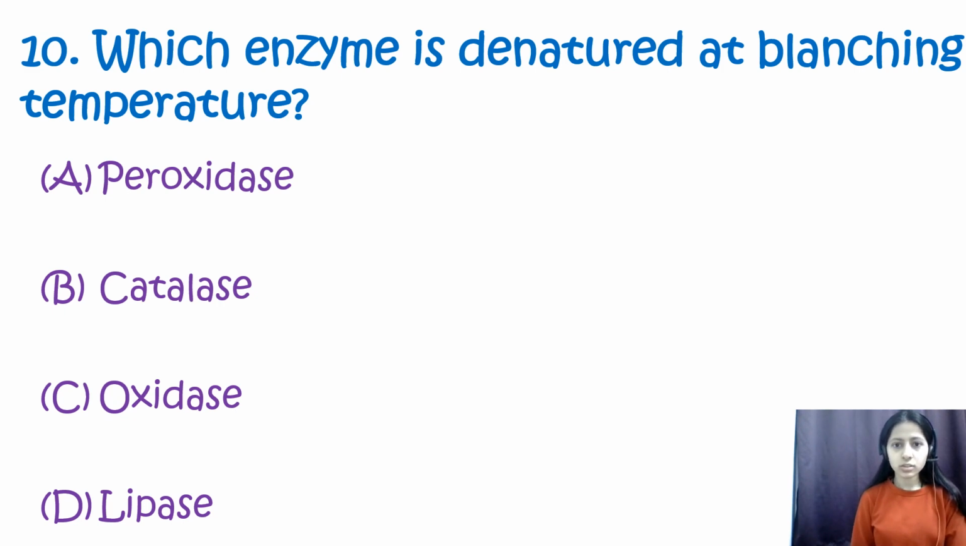So the enzyme, that is the pectin methyl esterase, is denatured at the blanching temperature, and this enzyme is responsible for the softening of the fruits and vegetables, for breaking down of the pectins. So here the correct option will be option number A, that is the peroxidase enzyme.